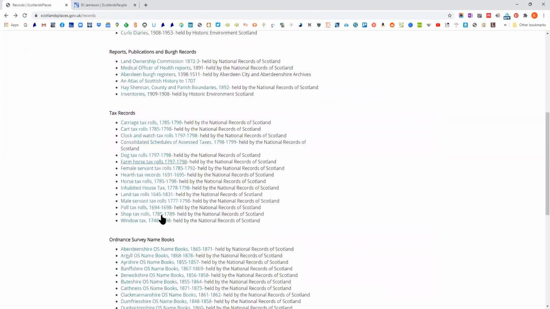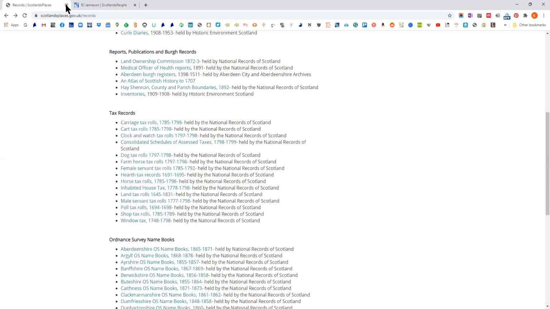And as I said, it's this whole series of taxes. Now there's a couple that are earlier, but most of them are in the second half of the 18th century, which means that you're getting close to where, with census records starting in 1841 and civil registration starting in 1855, and some parish registers in the early 1800s, you can tie these in to records you found elsewhere. So that's a very handy thing.